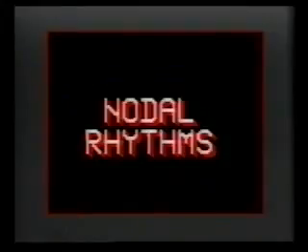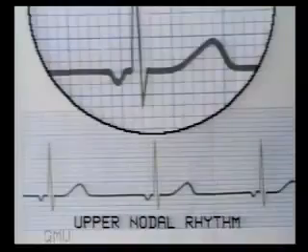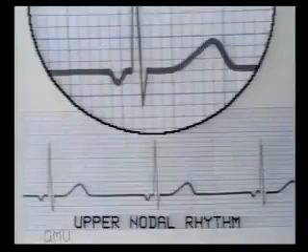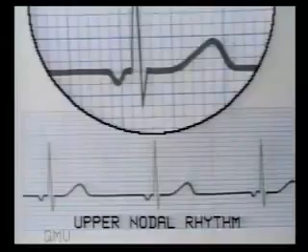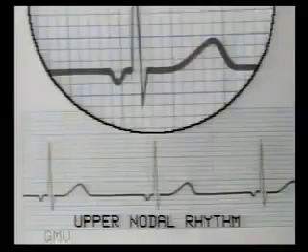Nodal rhythm, also termed junctional rhythm. When the impulses originate in the AV node, the rhythm is termed nodal rhythm. The heart rate with nodal rhythm is very slow, about 40 to 60 per minute. This ECG shows a heart rate of 1500 divided by 26, that is 58 per minute. The QRS complex is normal, indicating supraventricular origin, and the P wave is inverted with a very short PR interval of 2 small squares or 0.08 seconds. This is called upper nodal rhythm.